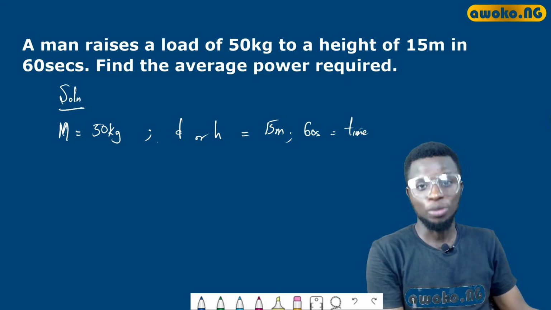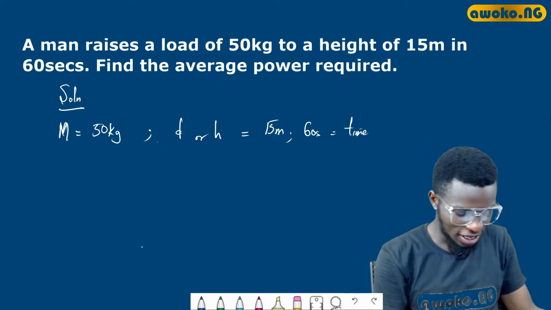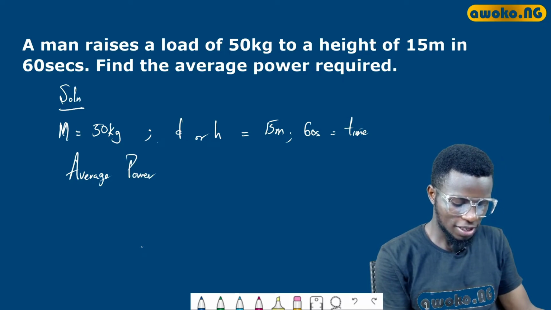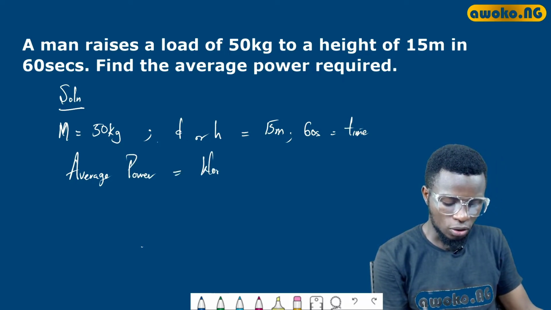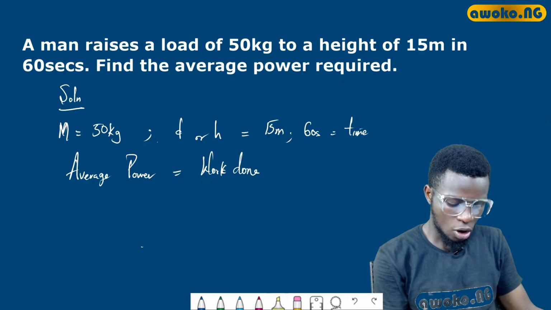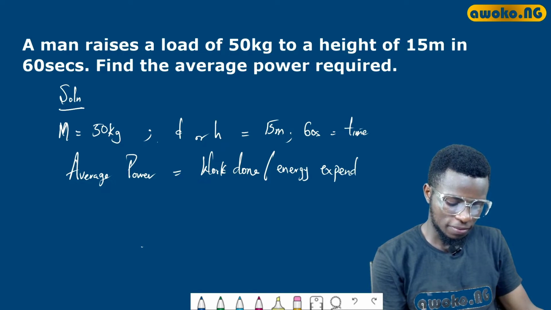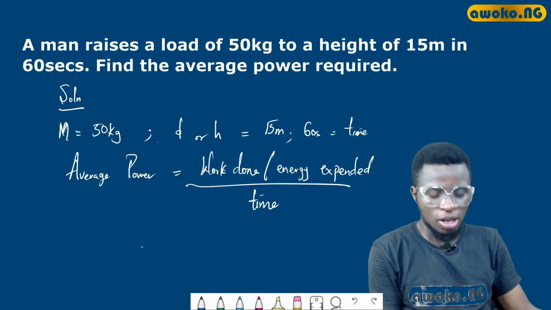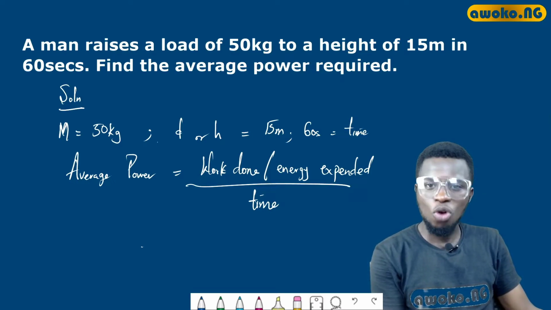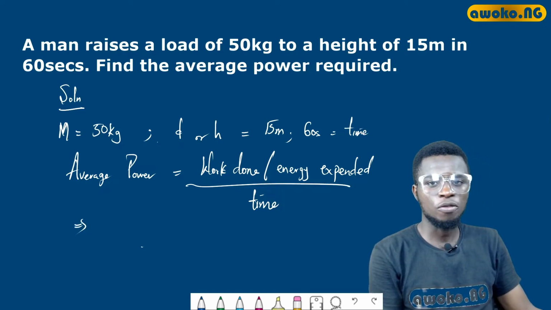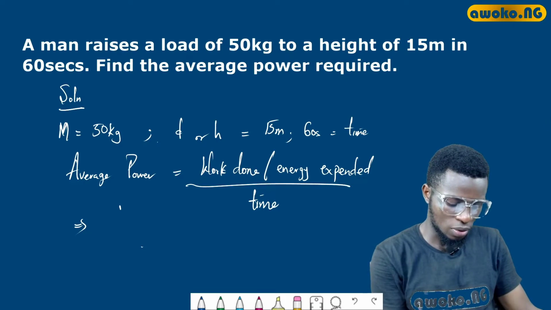Now, stating out the parameters will help us in knowing the particular formula to use in solving this particular problem. Average power, as we know, is equal to the work done or the energy expended all over time. But in this particular problem, our focus is on the work done. So work done is equal to the product of the force and distance. So we have F times D all over time.